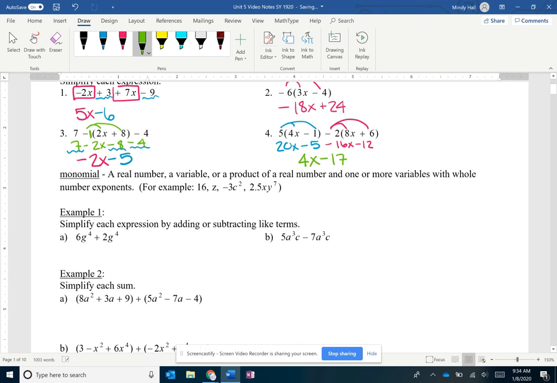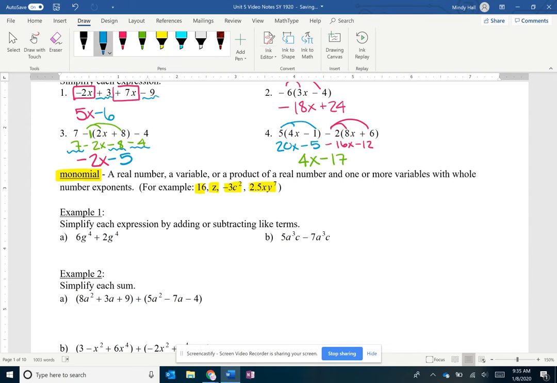So getting into some vocabulary that you definitely need to know. Our first one is a monomial, and this is our fancy math definition, that it's a real number, variable, or product of a real number and variables with whole number exponents. And so really what that means is it could be 16, and that's a monomial. You could have just z, and that's a monomial, or a negative 3c squared, and that's a monomial, or 2.5xy to the 7th, and that's a monomial.